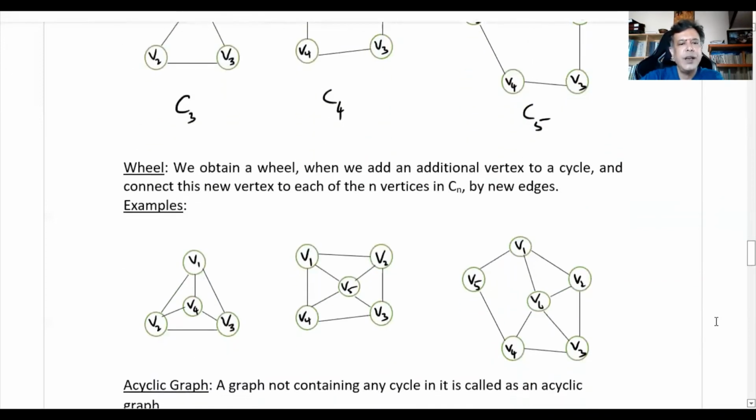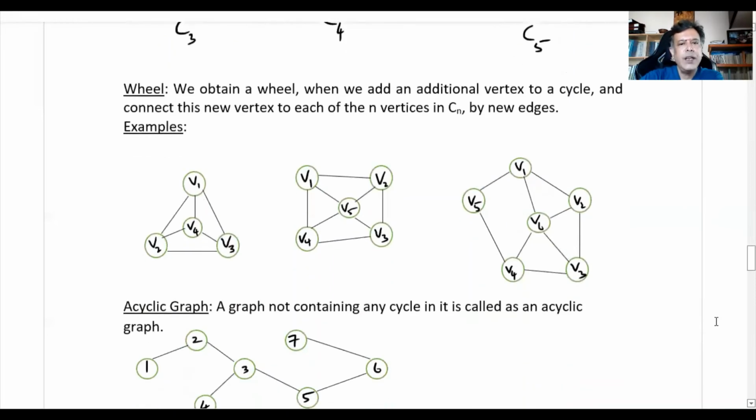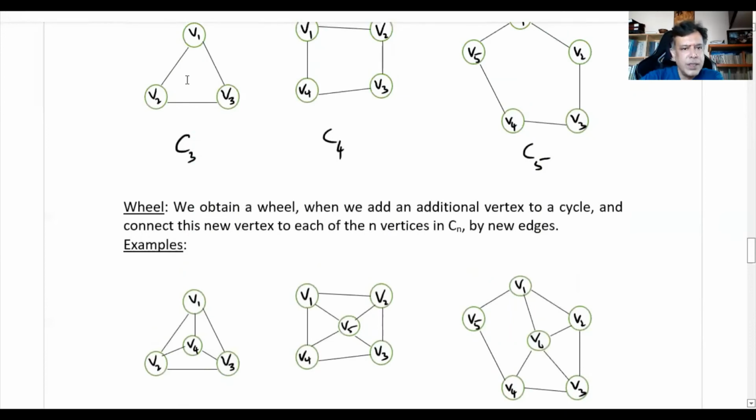Then comes wheel. We obtain a wheel when we add an additional vertex to a cycle. For example, in between, we put a vertex and then connect this new vertex to each of the n vertices. So after I put that vertex V4, I'm connecting V4 with each of the vertices. Similarly, if I put V5 here, I'm connecting this V5 to each of the vertices like this. Similarly, here V6 I incorporated, then I'm supposed to connect with each. Here also it has to connect.